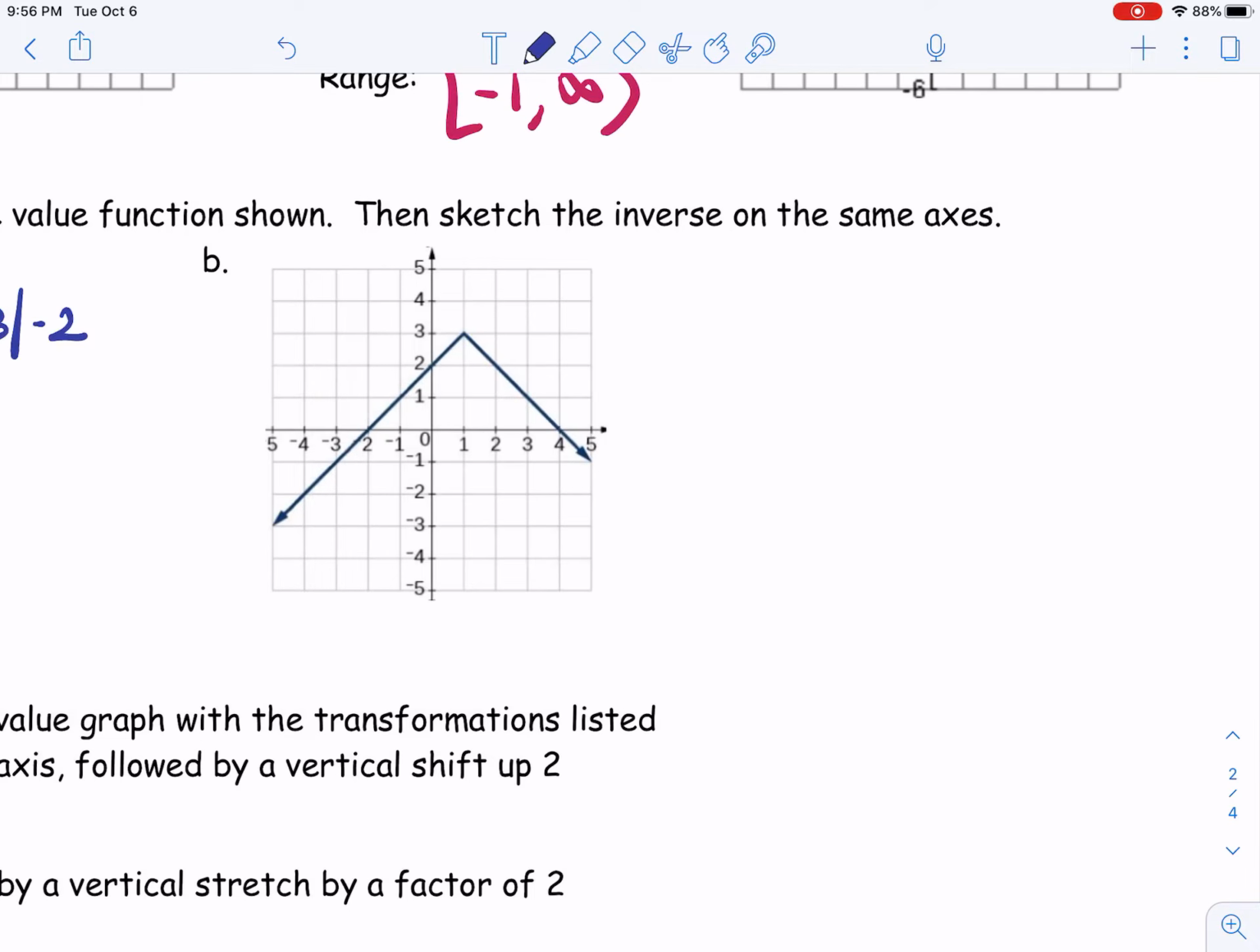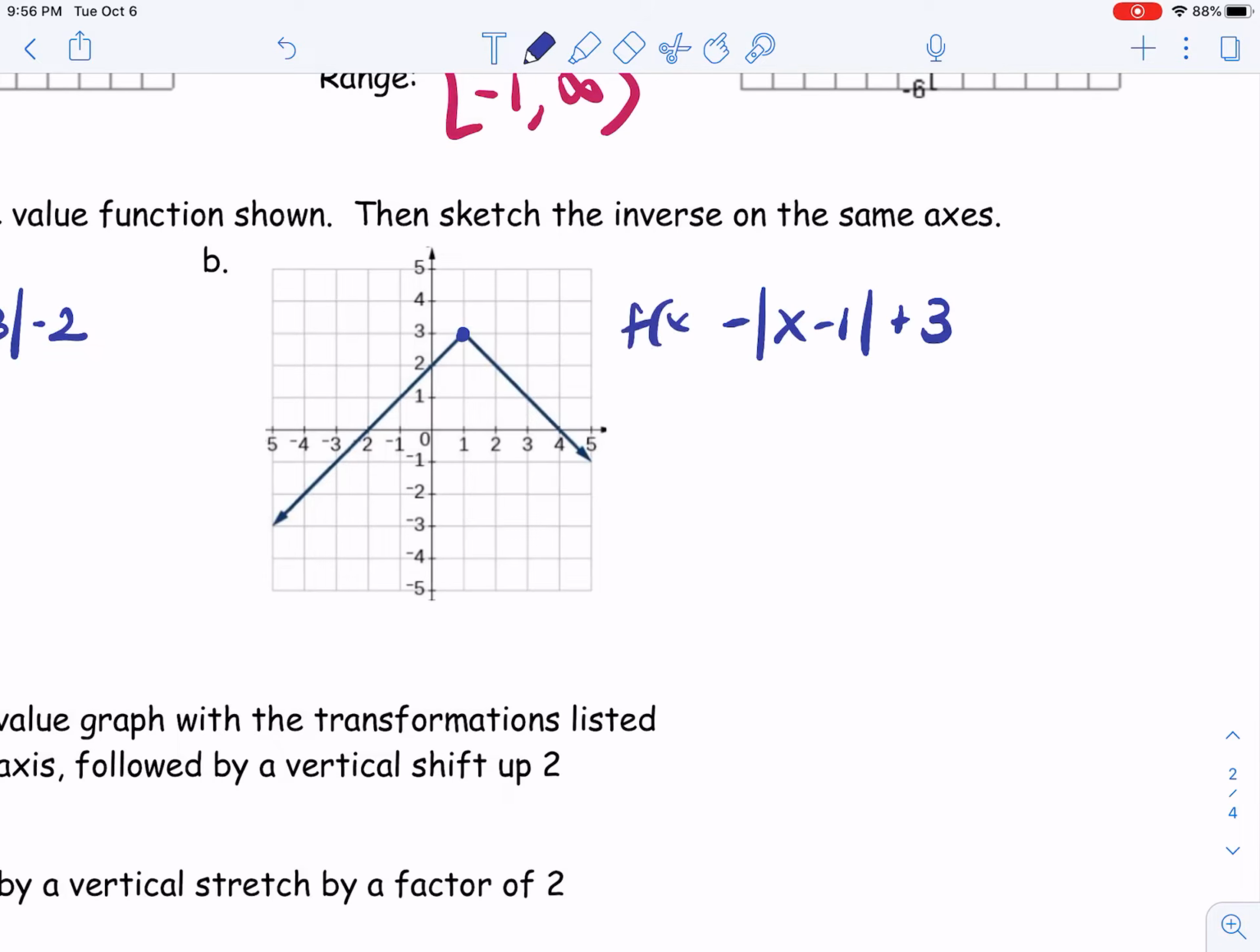So my vertex is at 1, 3. So that means I've shifted to the right 1 and up 3. So I know that I need to see something like this. And then there again, I need to check my slope. I notice that my slope is 1, but my graph is not opening upward, it's opening downward. So that means I had to have a reflection over the x-axis. So that means I had to have a negative in front.